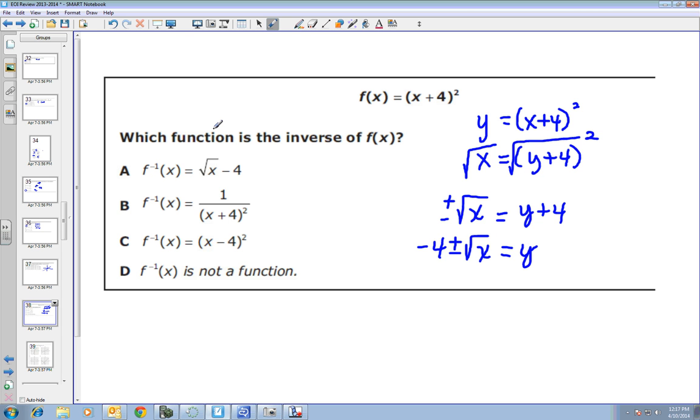Now, look at what this says. Which function is the inverse? If this is my answer, this is not a function. The reason it's not a function is when I plug in a value for x, I'm going to get two different answers. Okay, when you have a function, you can only have one answer. So my answer is actually D. Okay, so on that one you have to be careful. A lot of people wanted to put A, because that kind of matched up to my answer without the plus or minus. Okay, but this is not a function.